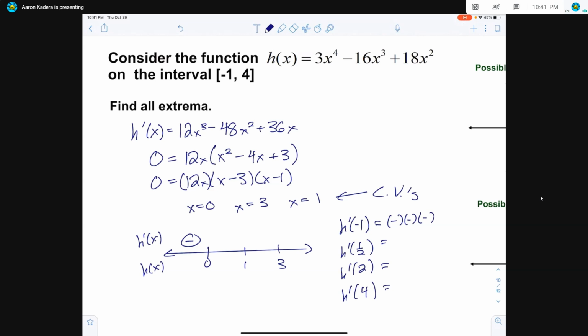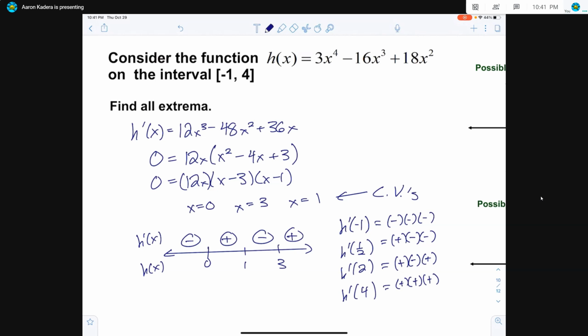If I plug in 1/2, I will have a positive thing times a negative thing times a negative thing. So that will overall be positive. If I plug in a 2, then I will get a positive thing, a negative thing, and a positive thing, so that would be overall negative. Looks like we're just going to alternate this time. Maybe, we'll see. Last one. If I plug in a 4, I'm going to get a positive thing times a positive thing times a positive thing, so that would be positive.